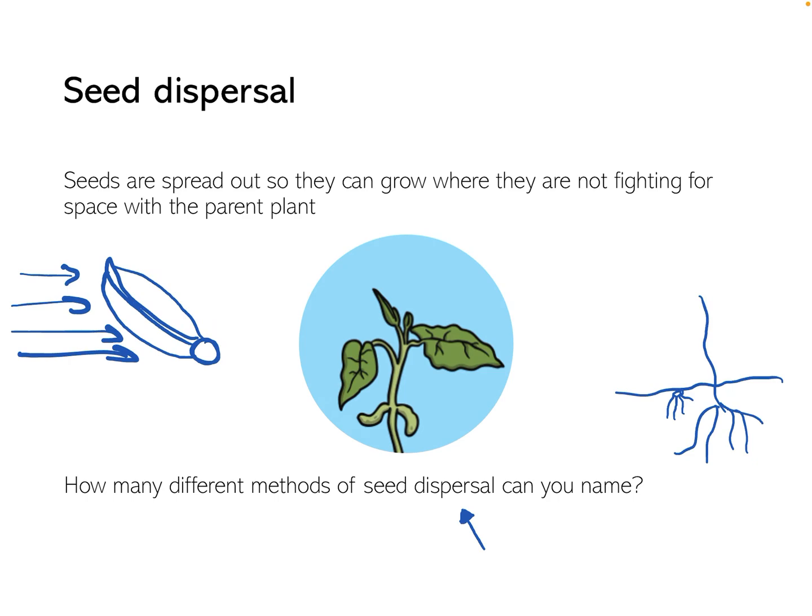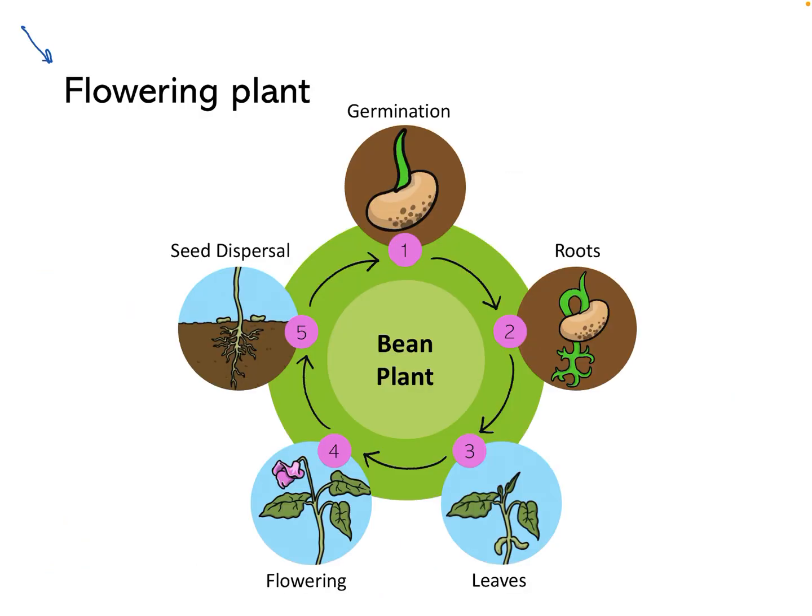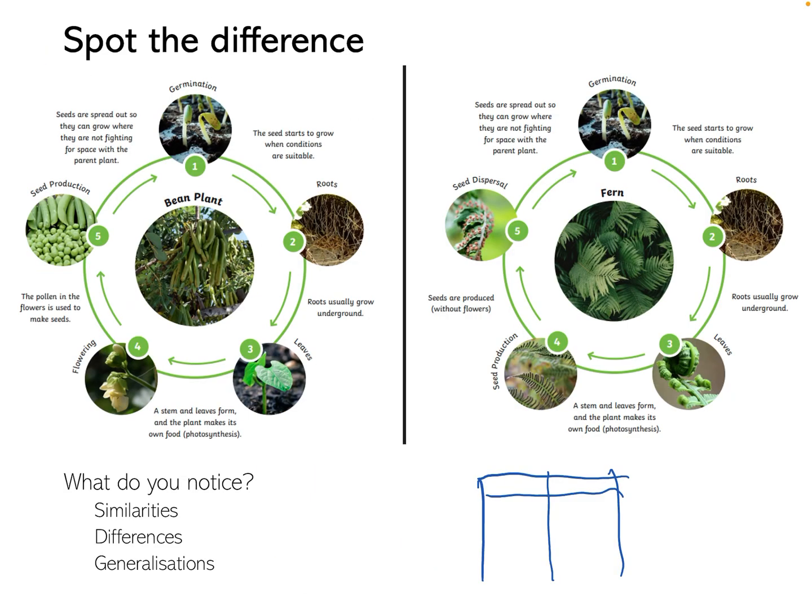You may even have things like coconuts which float. There's lots of different ways that seeds can be dispersed. Explosions, as in poppy seeds, I believe. So, we've looked at the different stages. We've got our 5 main stages.